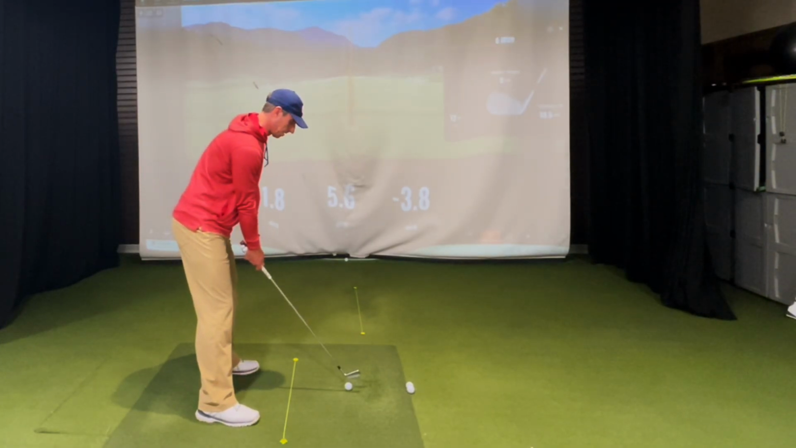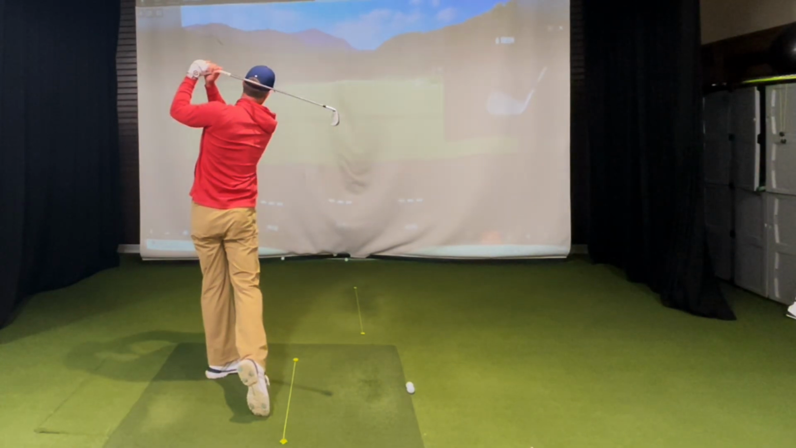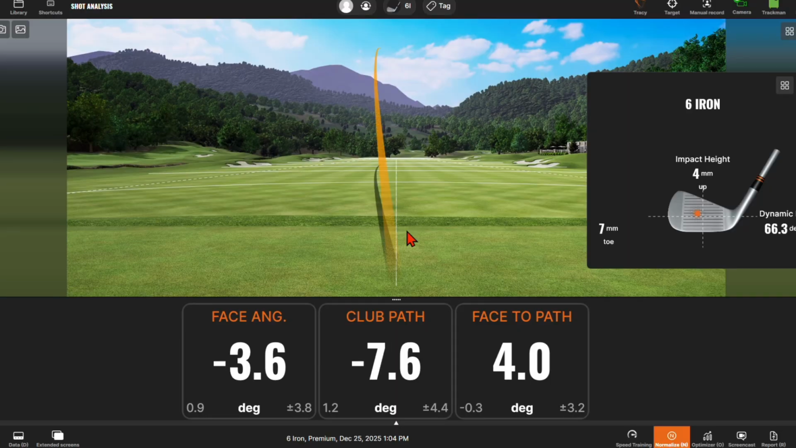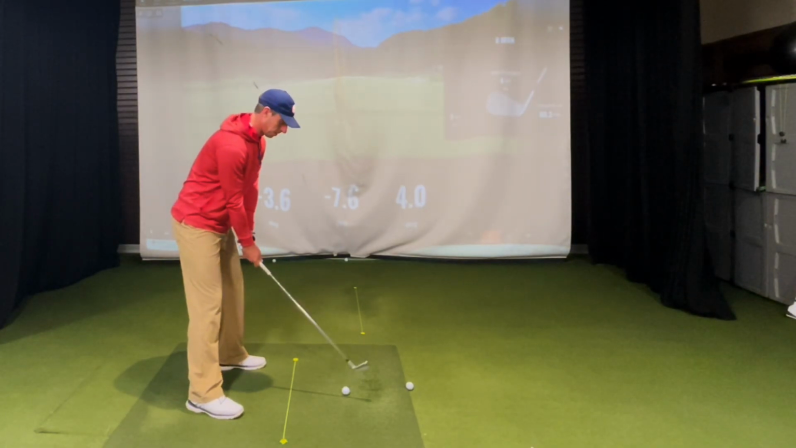I'm now going to hit a ball that starts left, curves right. So I've got the club face 3.6 degrees left of the target and the path 7.6 degrees left of the target, which makes the face 4 degrees open of the path. And I get a big slice.